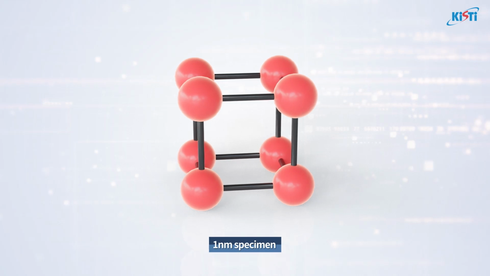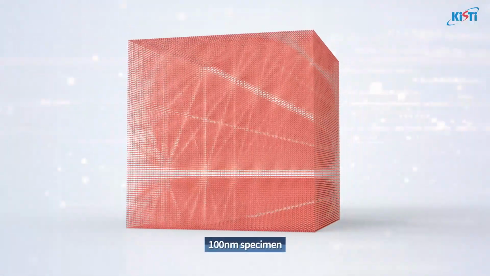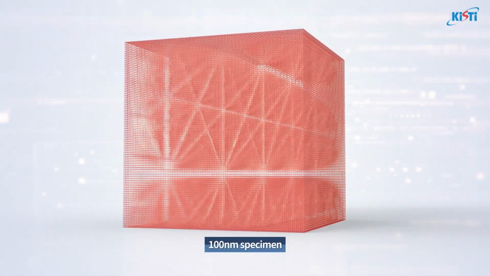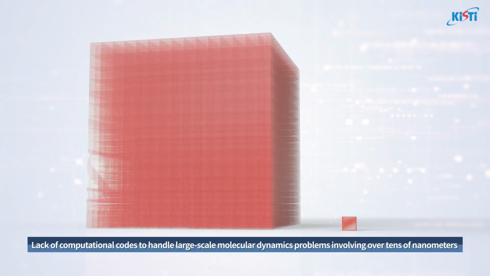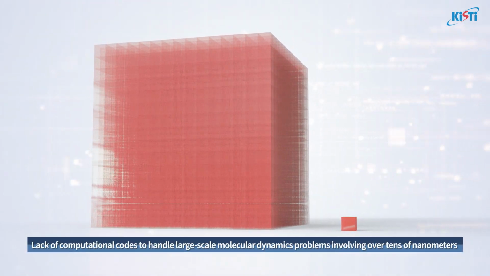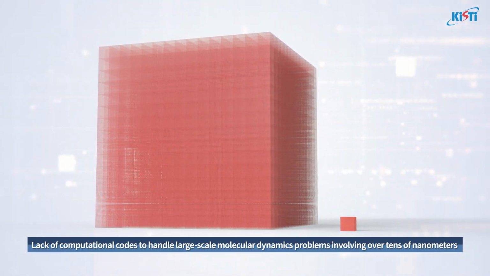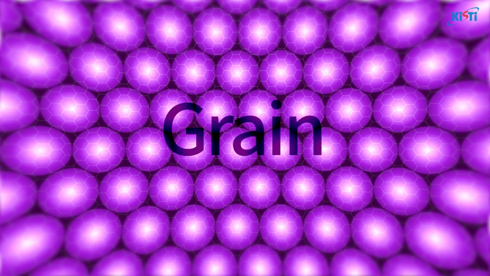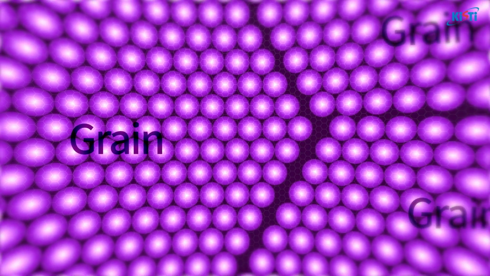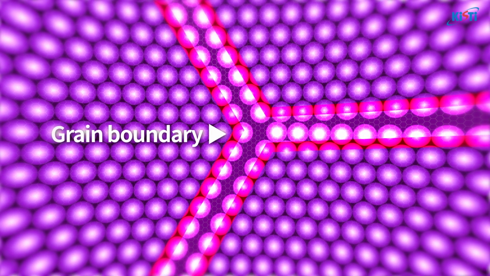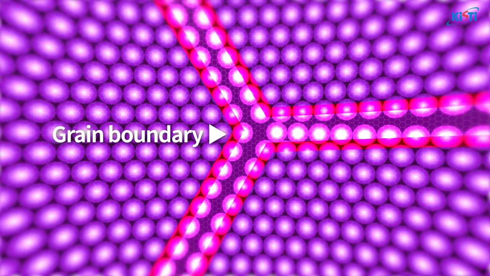However, due to limited computational resources and the absence of codes capable of handling large-scale problems, they could only study systems of very limited scale, typically in the range of tens of nanometers or smaller. The microstructure of the real material comprises a polycrystalline structure consisting of grains, small crystalline fragments regularly arranged ranging from tens of nanometers to hundreds of micrometers in size, along with grain boundaries, which are boundaries between different grains.